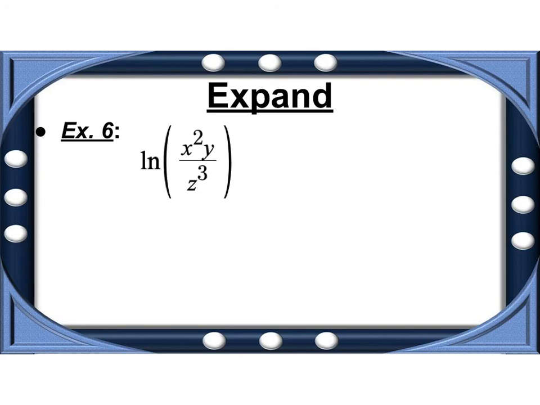Let's just try to expand this following those same rules. So I have 3 different variables. That means I'm going to have 3 ln's. So ln of x squared, but I'm going to bring the 2 out in front, plus ln of y minus 3 ln of z. Works the same way.